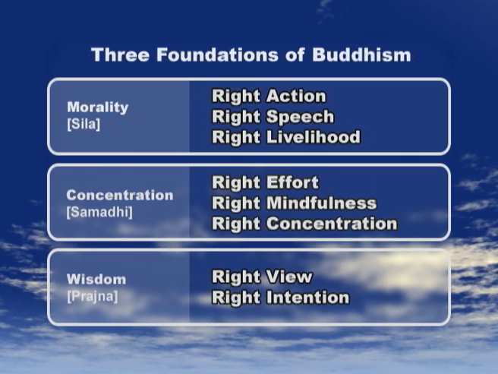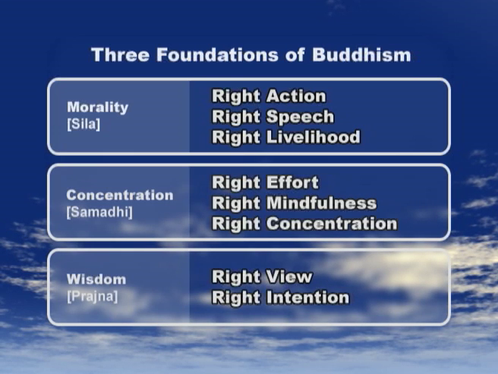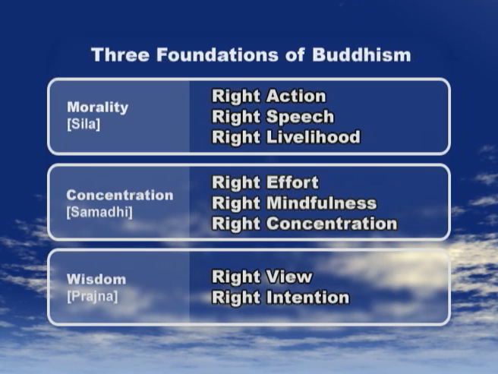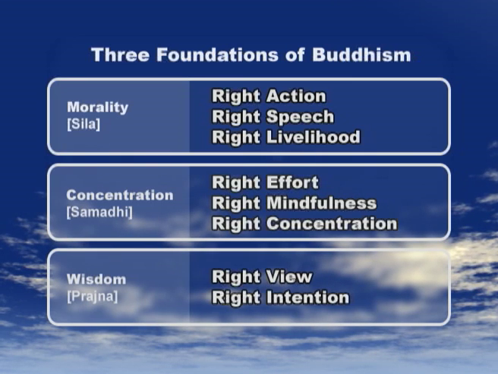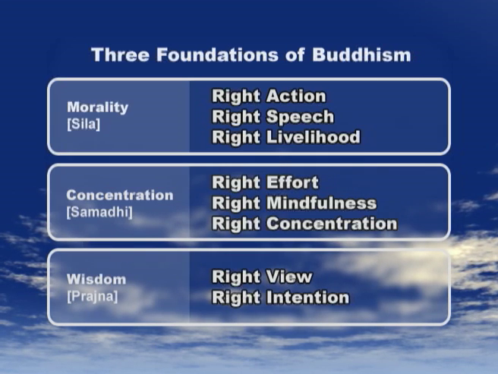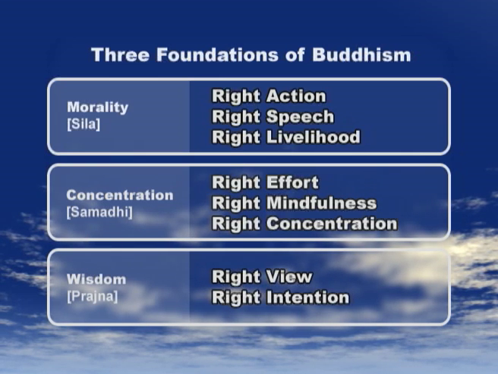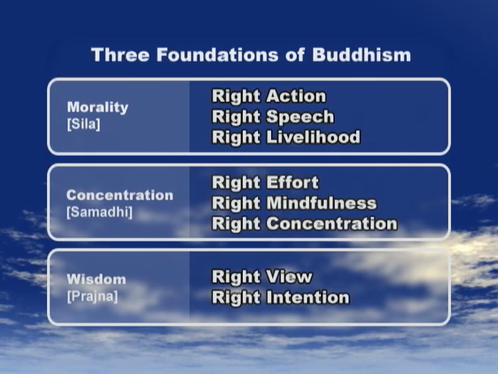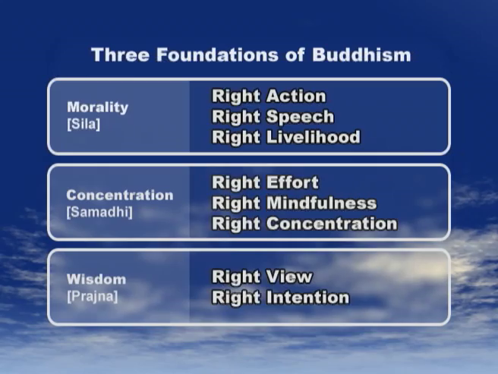And if we fit the Noble Eightfold Path into the three foundations, morality, or Sila, would include right action, right speech, and right livelihood. Concentration includes right mindfulness and right concentration. And then wisdom, prajna, contains right view and right intention. And of course, right effort will apply to every one of these. Right effort applies to morality, to wisdom, and to concentration.